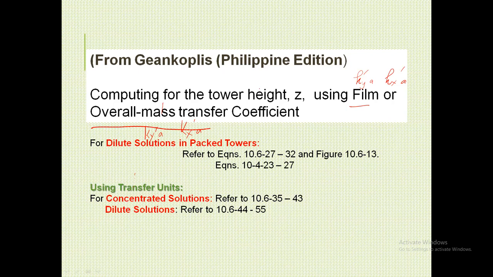Now, Jan-Kuplis also has its set of formulas using the transfer unit. So the two sets of formulas are those for the concentrated solutions, meaning the concentration of the feed is higher than 10%, and those that are considered dilute. So if it's dilute, that would mean that your solution has a concentration of less than 10%.